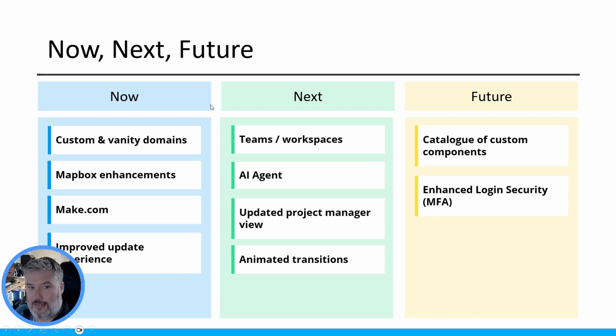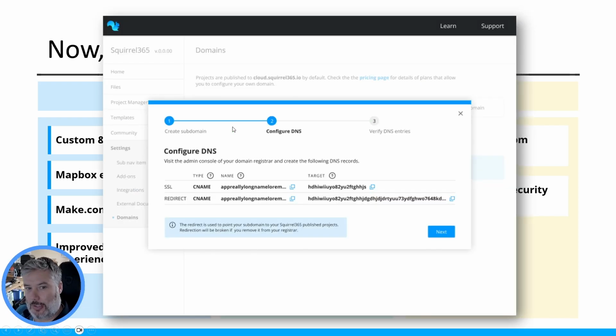So custom and vanity domains, we talked about it in the last release, and we'll talk about it here, is the ability, at the moment, when you publish a project to the Squirrel Cloud, the URL you provide to people is cloud.squirrel365/ and it gives you the unique ID for your project. Custom domains gives you the ability to, rather than using cloud.squirrel365, have your own domain. So you could have something like app.mycompany.com, for example. That is almost likely going to be in the next release, so release 1.22 of Squirrel.